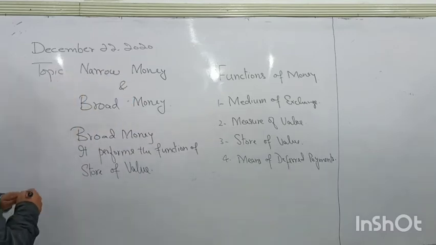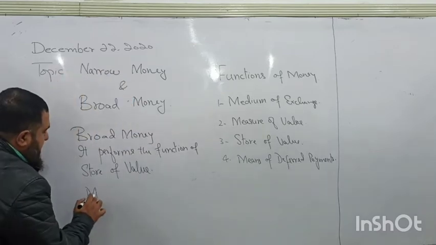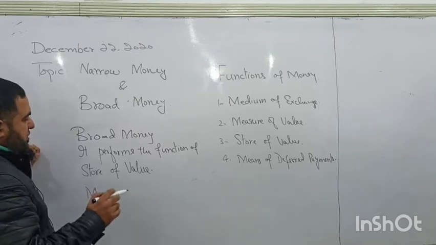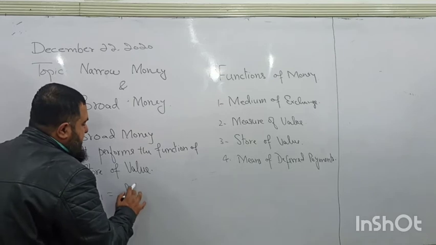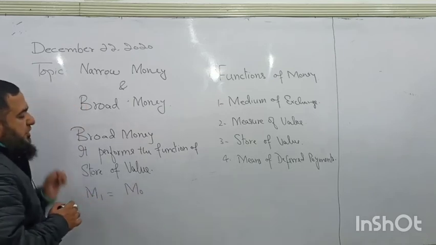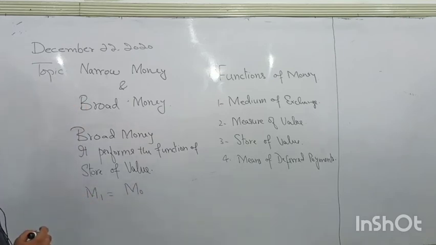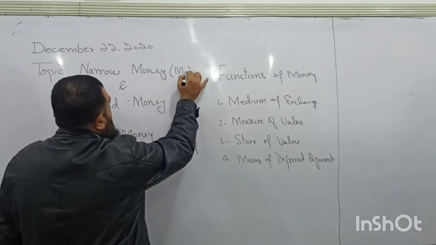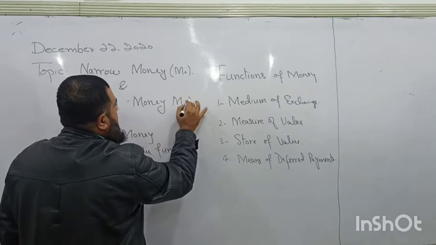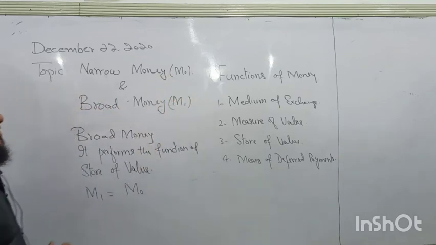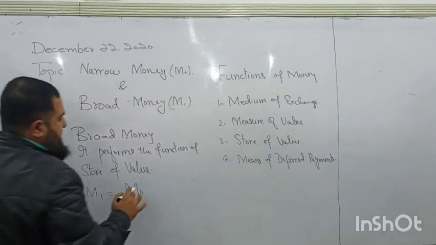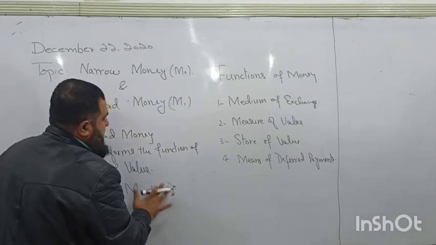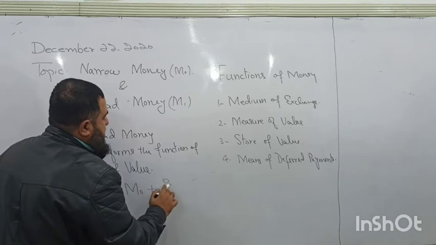So broad money includes M1, M2, M3, M4. These are the broad money. M0 is our monetary base or narrow money. This is M0, and this is M1 or M2, M3, any money which is in the form of store of value plus, oh sorry, not sight deposits, savings account deposits.